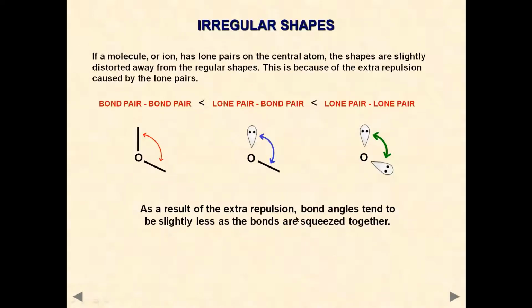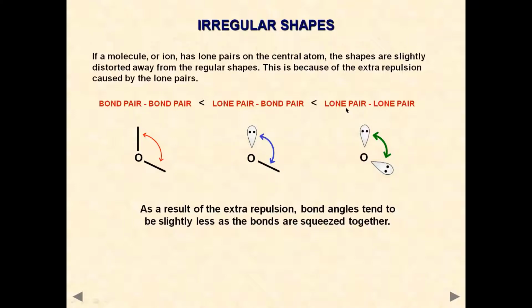Molecules with the lone pairs. Now, a lone pair is a pair of electrons which is not involved in a covalent bond. So if a molecule or ion has a lone pair, that is how we represent a lone pair on the central atom. The shapes are slightly distorted. They're slightly different. They're a bit more squeezed. And why is that? Because of the extra repulsion caused by the lone pairs. Now we have to remember this one there. That is a part of your 1-mark multiple choice question as well.